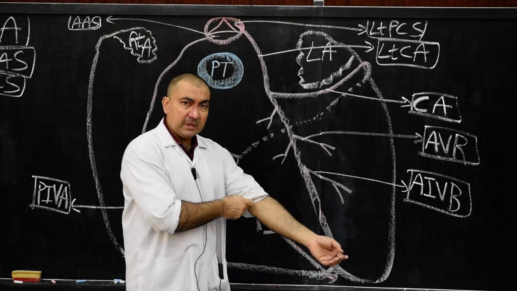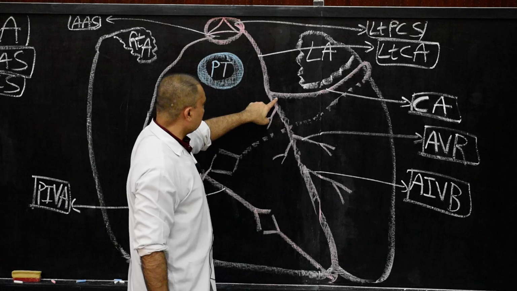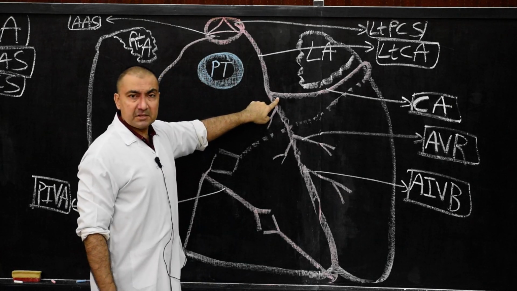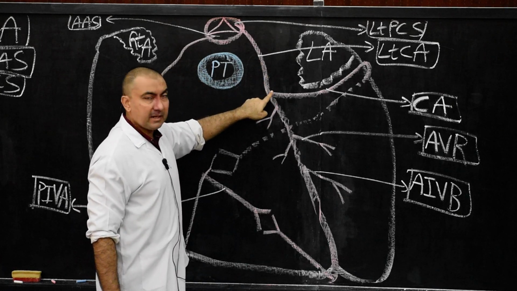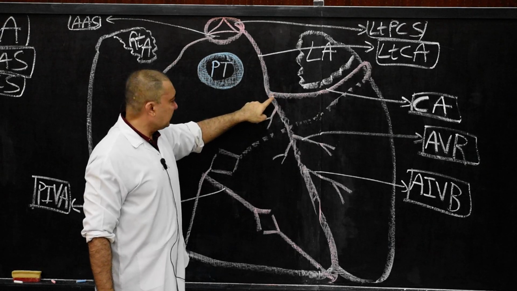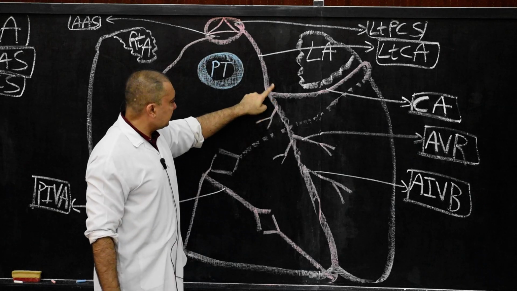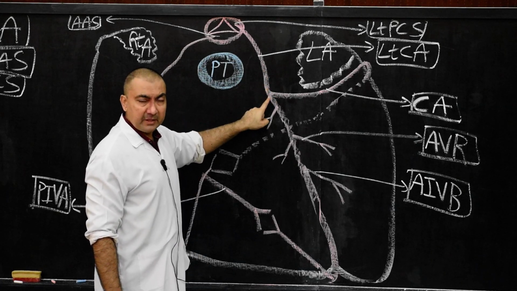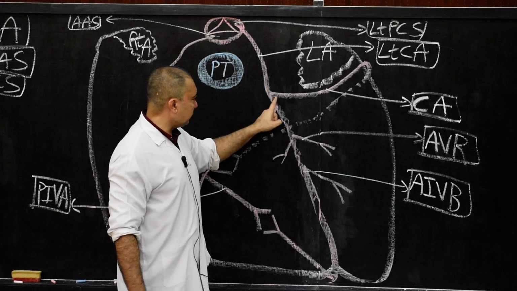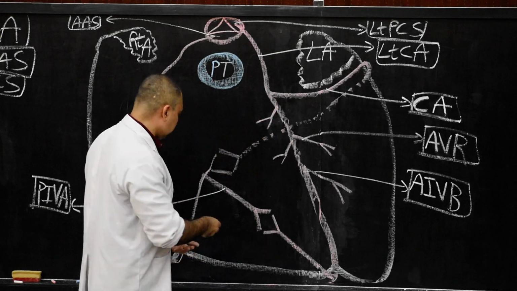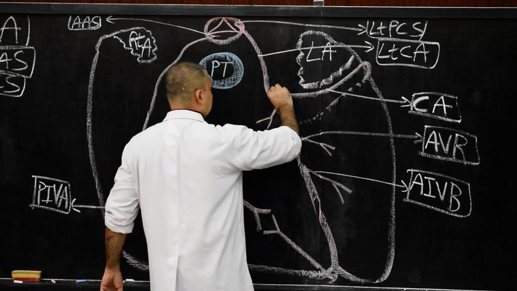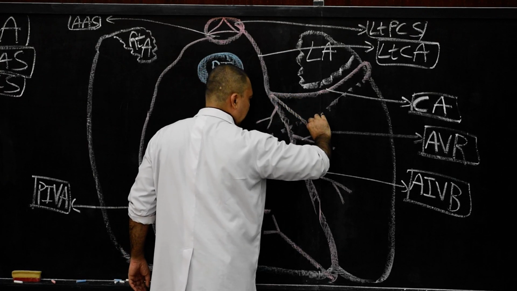Now, one branch will take origin from the division of the stem of left coronary artery. And this is the point where I put my finger at the division. Here the left coronary artery was dividing into anterior interventricular and circumflex. So here, one of the branches will take origin, and that branch will pass like this.